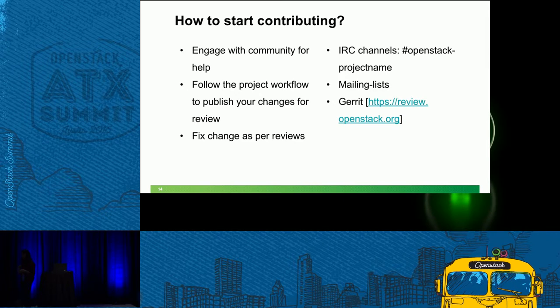So you have to set up your version control. We use Git review. So just by running some commands, you can publish your changes, and they'll be on review.openstack.org. You can see your patch with the changes that you have made. And so the reviewers can review your changes and probably tell you maybe it's not the right way to fix it, or there's a better way to fix it. So they leave their comments on that, and then you can keep making the changes until it's approved.